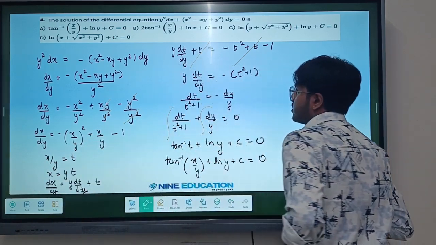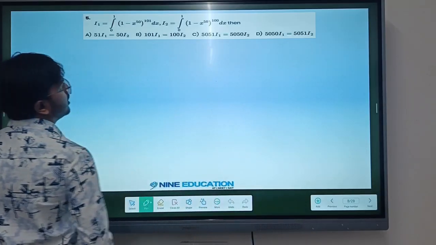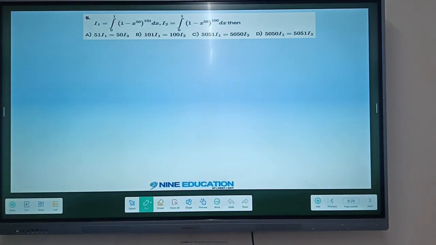This will be your answer. Let's move to our next question. I1 is a definite integral. I1 is given, I2 is given.